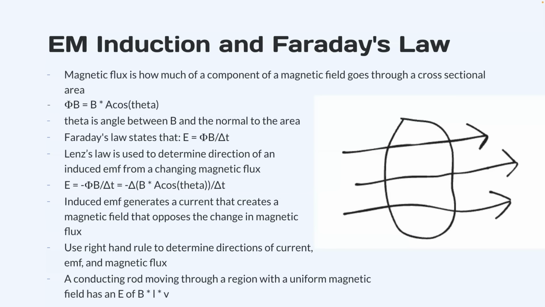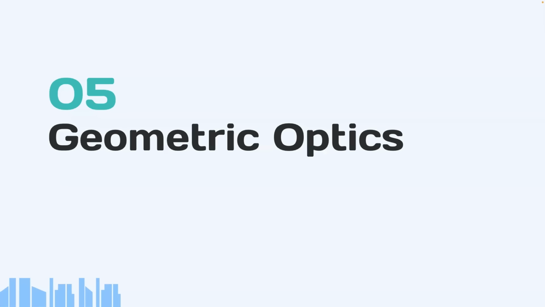So if the flux is increasing, then find the magnetic field that will cause the force to make the flux decreasing. And again, we have to use the right-hand rule to determine directions of current, EMF, and flux.